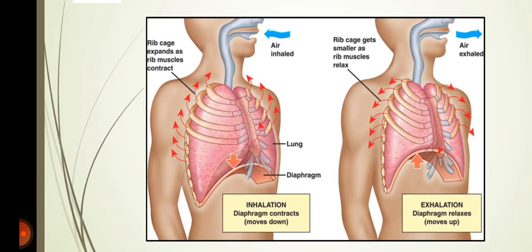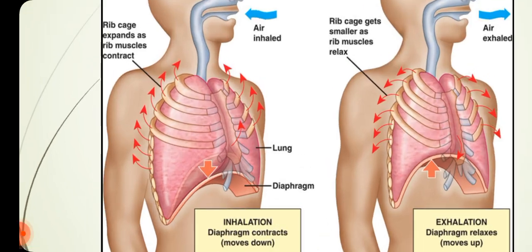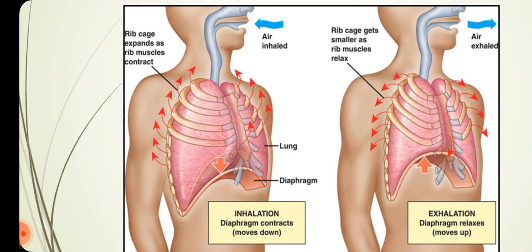Once the impure air, which is full of carbon dioxide, is exhaled out, let us study what happens. The lungs get back to their normal position, the rib cage gets smaller, so it goes inward and downward. Air is pushed out of the nostrils and the diaphragm gets back to its normal position, or relaxes, and moves upward. Again explaining the process, when the air is full of carbon dioxide, it doesn't stay in our body, it is exhaled out.